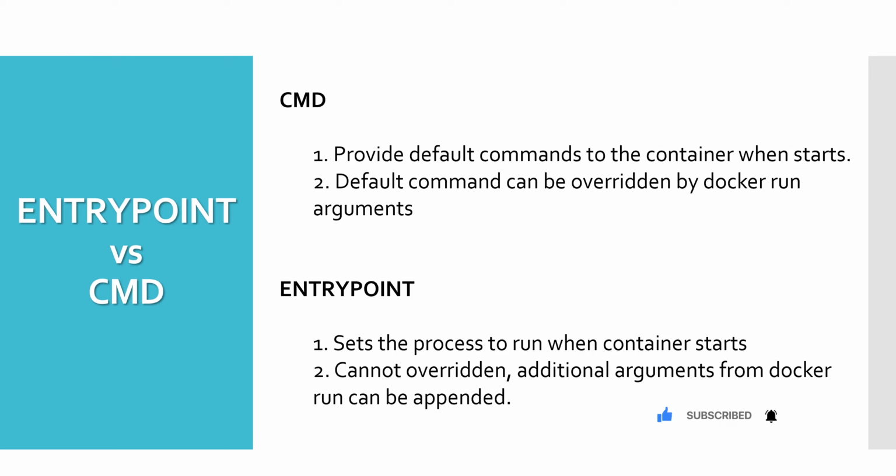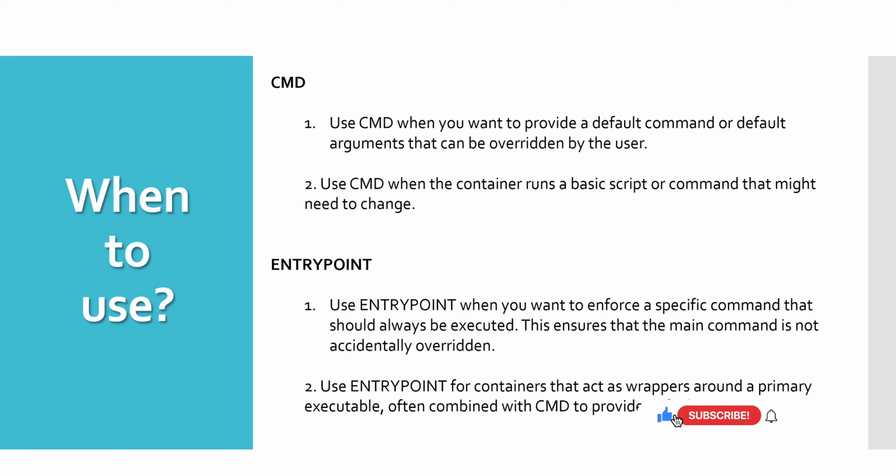Now ENTRYPOINT sets the process to run, meaning it is not providing a default command, but we are setting a process to run when a container starts. Okay. And when we say process, the process can have multiple arguments that can be changed at runtime. That's why the arguments get appended in the ENTRYPOINT. It cannot be overridden, but additional arguments from docker run can be appended. So this is the difference between ENTRYPOINT and CMD.